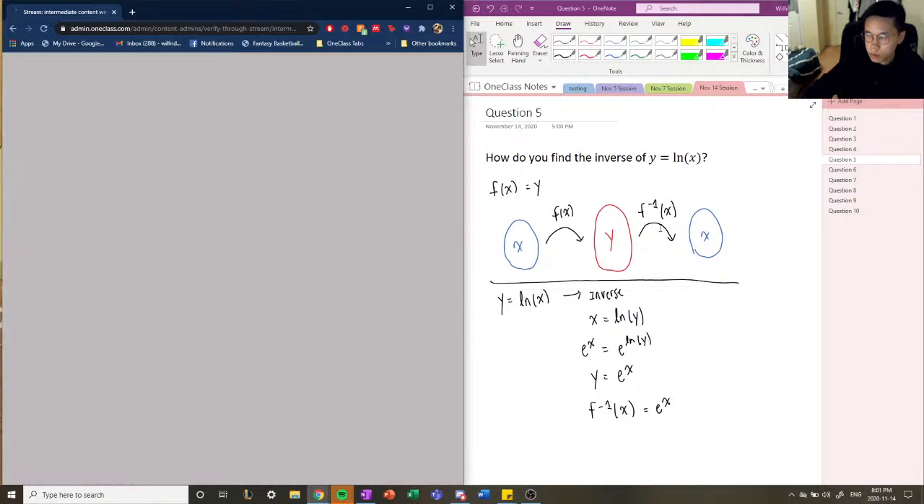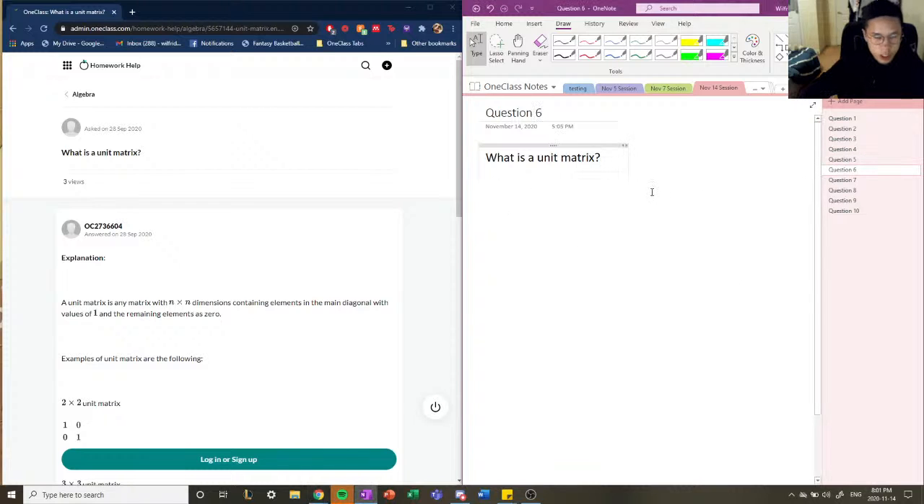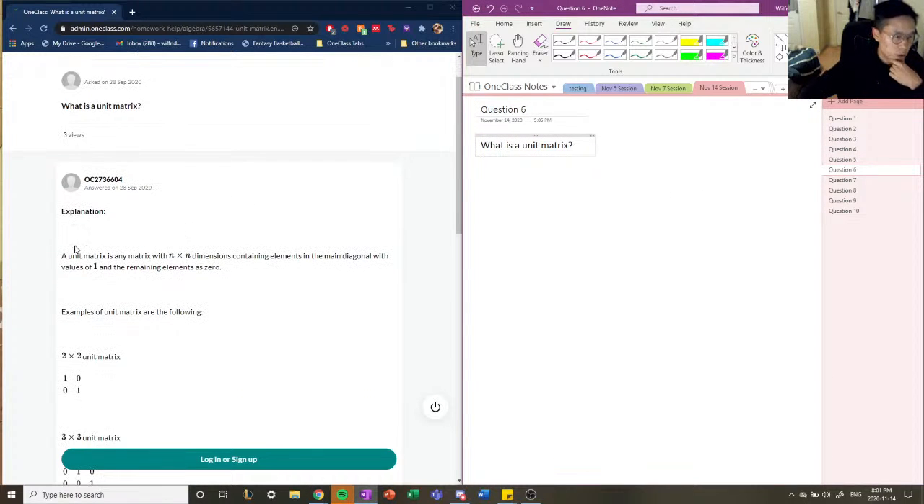All right, moving on to question number 6. Question number 6 reads, what is a unit matrix? The junior tutor wrote, a unit matrix is any matrix with n by n dimensions containing elements in the main diagonal with values of 1 and the remaining elements as 0.